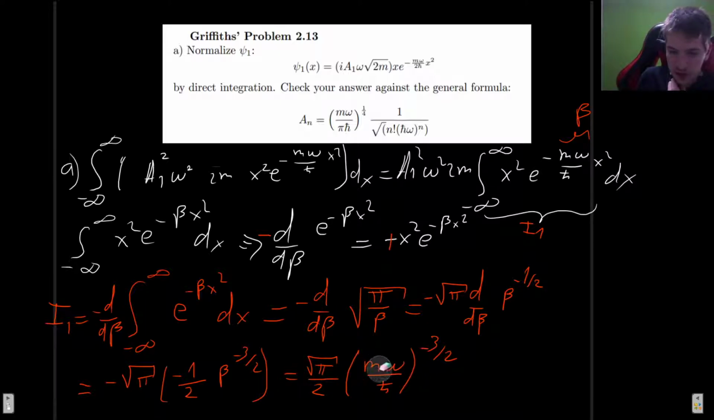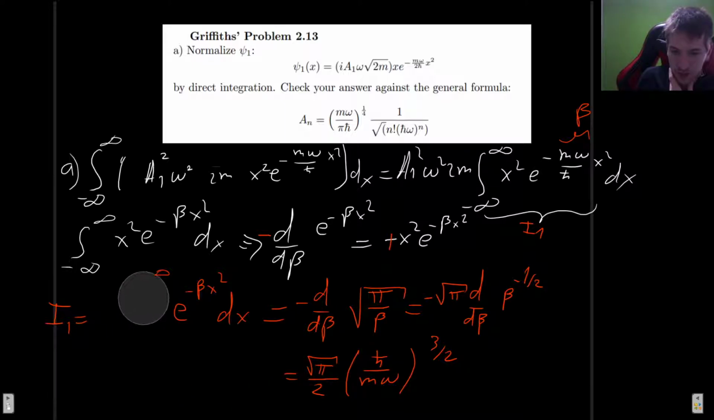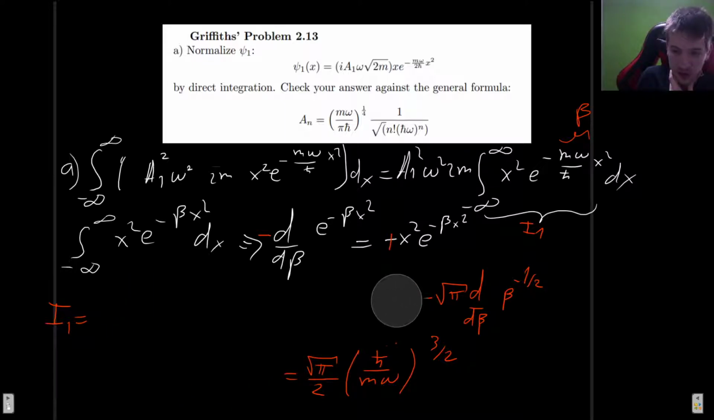But we can also just flip this so that the exponent becomes positive. Okay, so this is going to be now h bar divided by m omega. So this is the value of the integral I1. So I'm just going to get rid of this whole thing. If you want to watch it again, you can always just pause the video and go back.